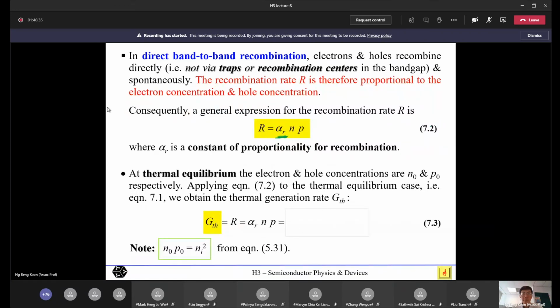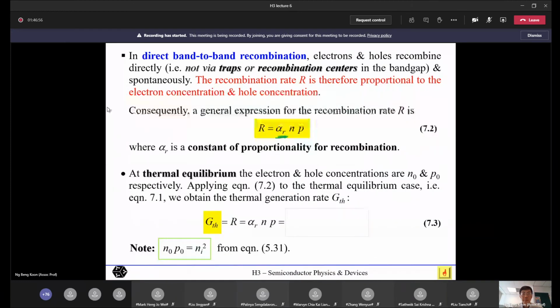which in a way makes sense. Because if you have a larger number of either one of these, then the chance of having a recombination will be higher. If there are more electrons, then more of them will be able to meet the holes and they will recombine. So you find that the rate will increase. This is something that should be expected.